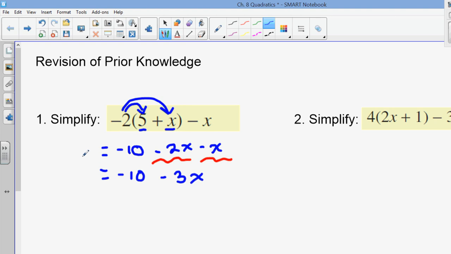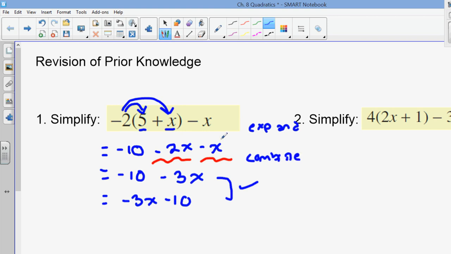Now, it's proper to always put the term with the x first. However, both of these lines are correct. All right, so both of those are correct working. And that's as simple as we go. So what we do is, again, expand, and then we combine like terms. And that's part of simplifying.